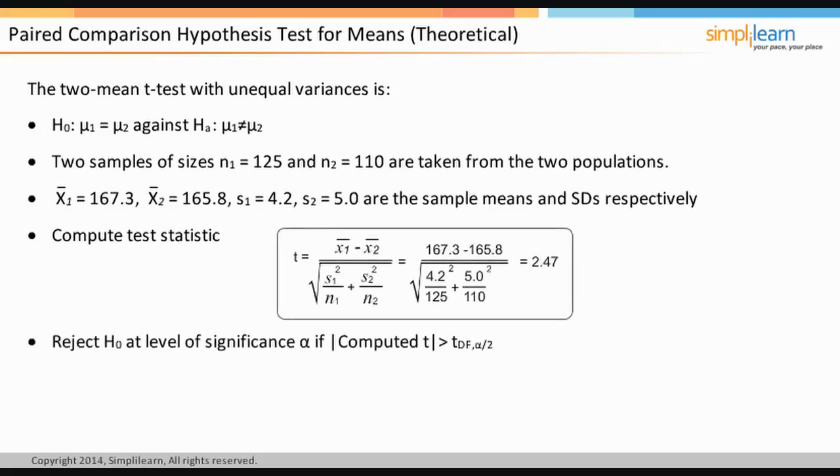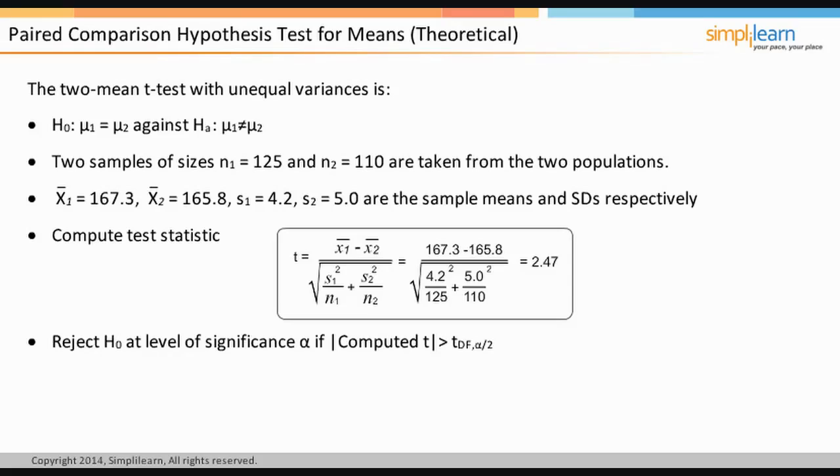Using the formula given on the screen, the t-value is derived as 2.47. The null hypothesis is rejected if the calculated value of t is more than the required value of t. In other words, reject the null hypothesis at level of significance α if the computed t-value is greater than t of df, α divided by 2. With a t-test, we're comparing two means and the population parameter, sigma, is unknown.